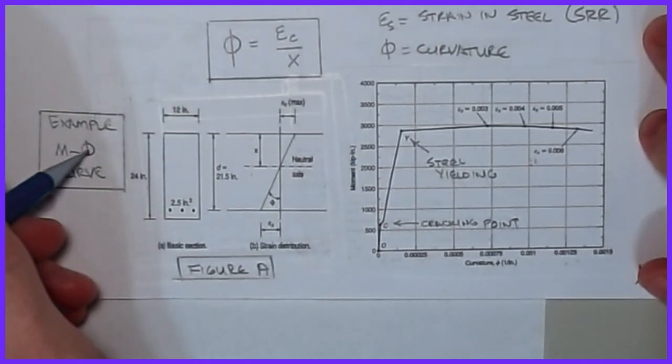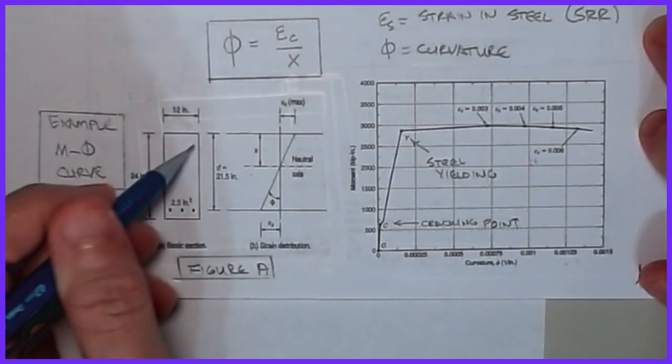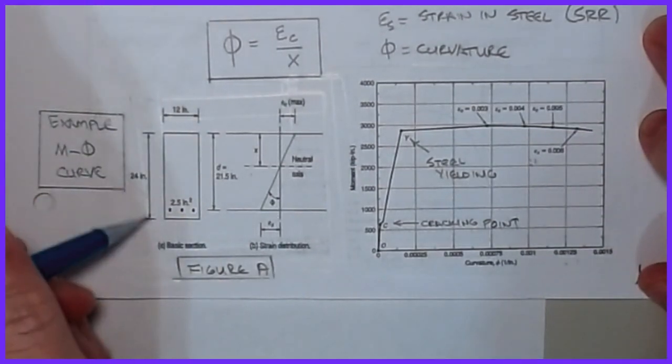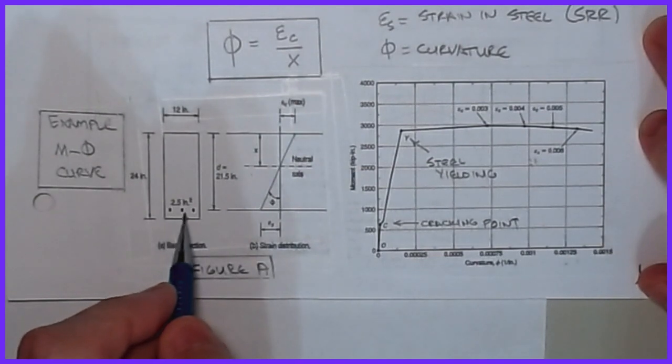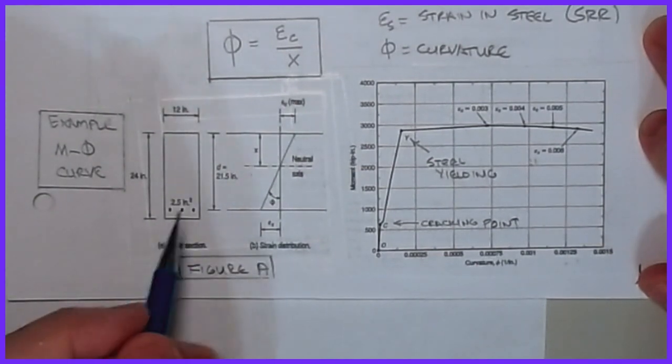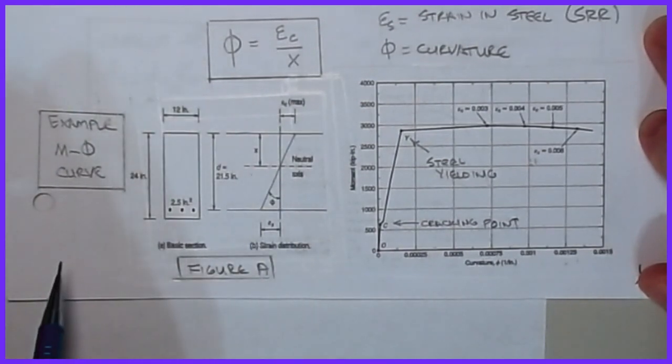All right. So let's take this and look at an example phi curve, if you will, phi being the Greek character that represents our curvature. Again, this is an SRR beam. This is rectangular. We have a width of 12 inches, a height of 24, and then my area of steel is 2.5 square inches. Now, I don't know whether that's number 3s or number 9s or whatever. It doesn't matter. My As is 2.5 square inches.